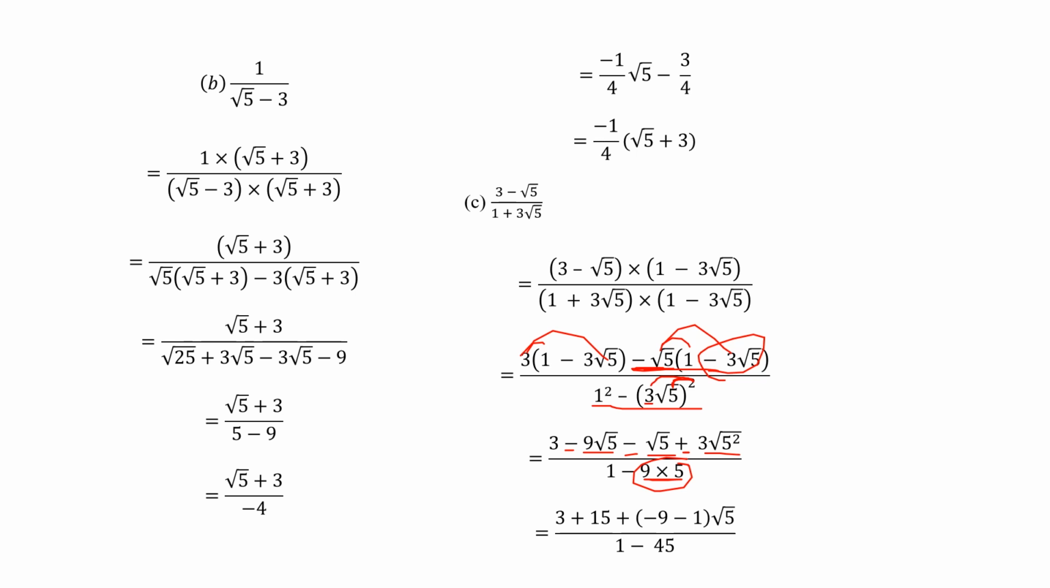There we are having the 3 plus the 15. Here when you simplify this, the 3 times the 5, we get a 15. Then this one here and that one there, we are having 9 minus 1. Then in the denominator, we are having 1 minus the 45. So when you add 3 to 15, we get the 18. Then the minus 9 minus 1, we get the minus 10 root of 5. Then in the denominator, we have a minus 45 there.